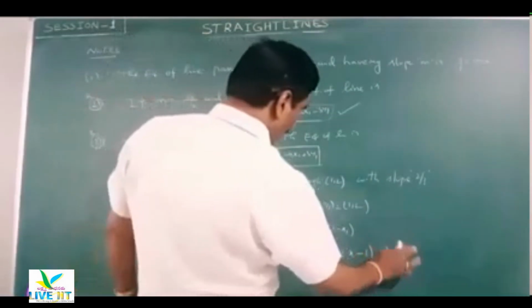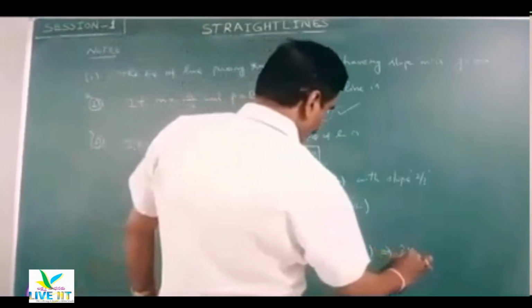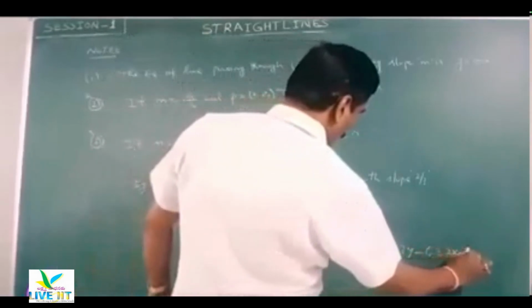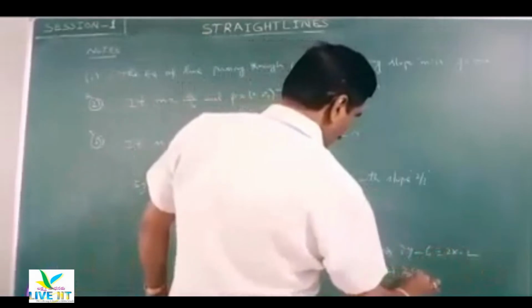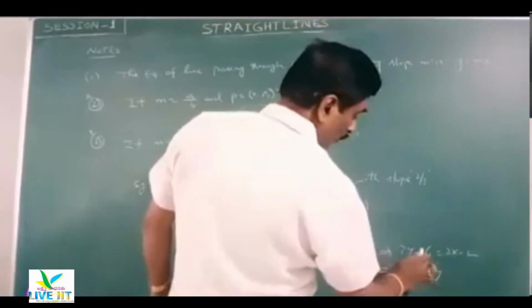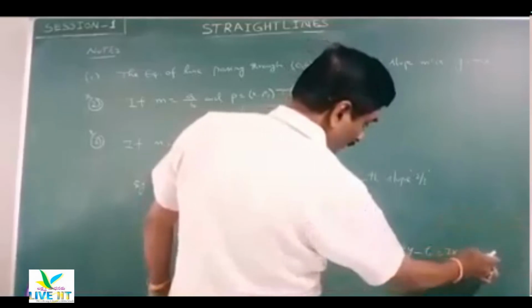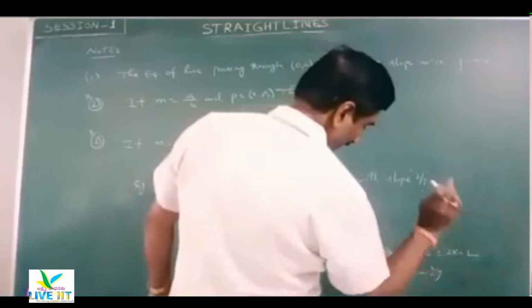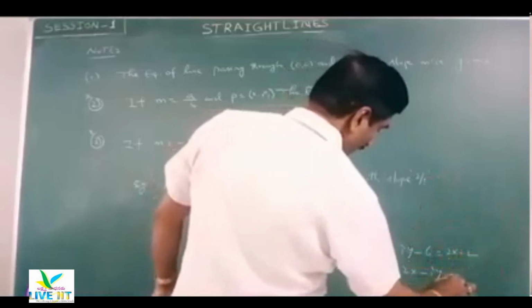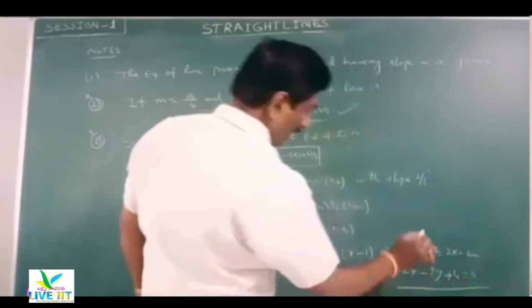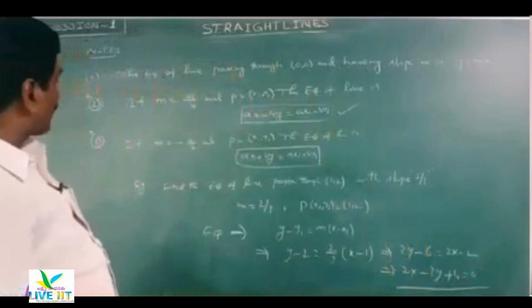After cross multiplication, we get 3y minus 6 is equal to 2x minus 2. That implies 2x minus 3y. Move the minus 6 and 3y to the RHS. Minus 6 becomes plus 6, and plus 6 minus 2 means plus 4 is equal to 0. It is the equation of the required line.